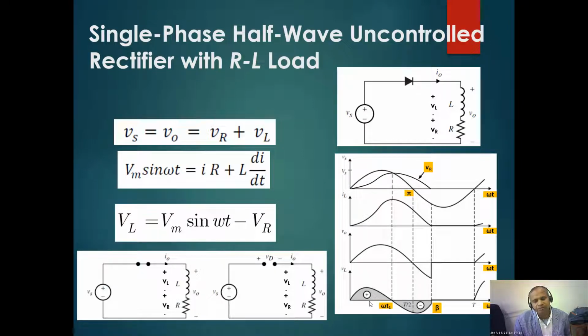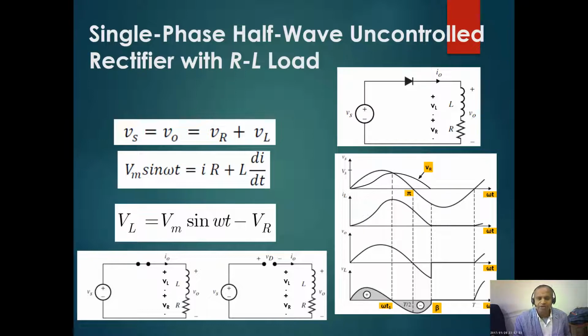For an inductor, the average voltage over a cycle must be 0. Because the area plus and area minus must be equal, when you add them together the average must be 0. When the diode is on, Vs is applied, it is like a short circuit, and when it is off, it is off. So it will start from 0 and conduct up to beta. Beta is called the extinction angle.